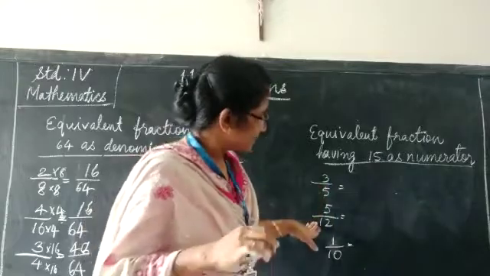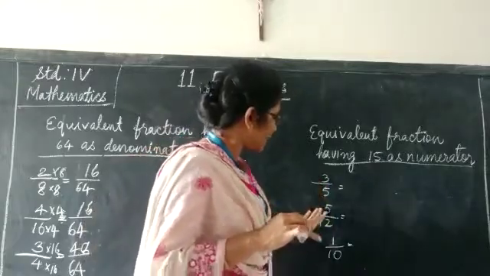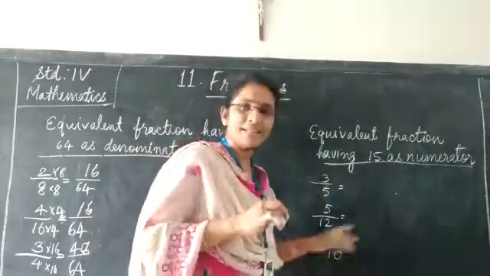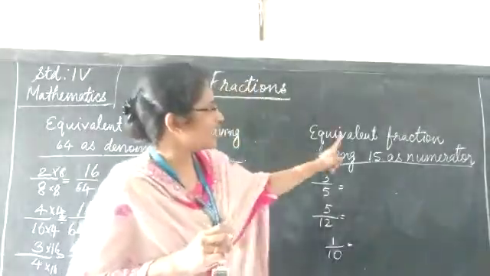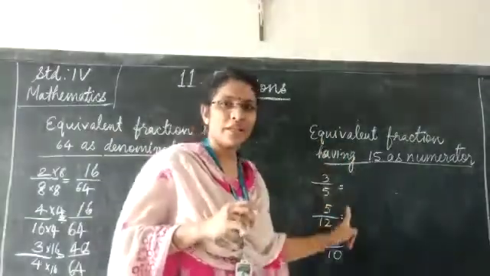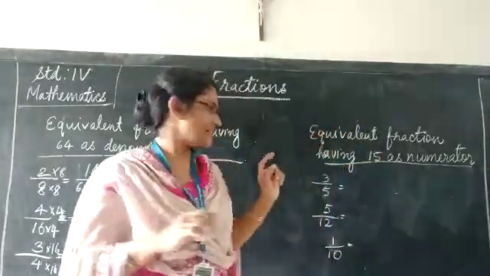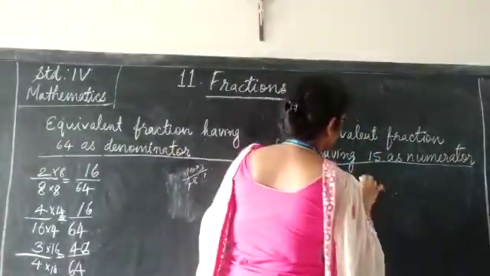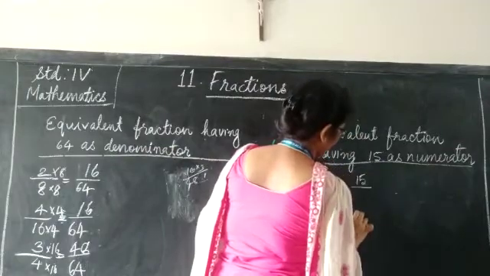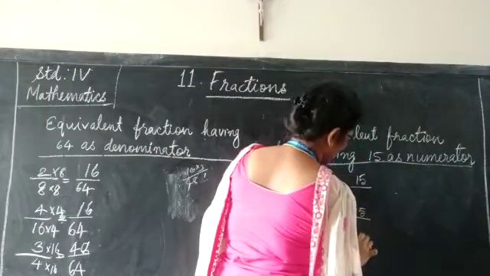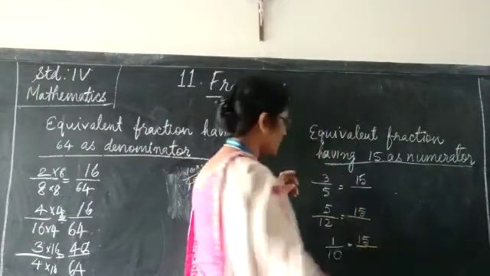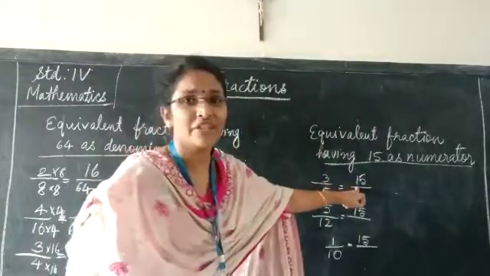We can see here 3 questions are there: 3 by 5, 5 by 12 and 1 by 10. We have to find equivalent fractions for the following fractions having 15 as the numerator. Then let's write the numerator beforehand only. 15 is the numerator for all the 3 fractions. Now, how many 3s are 15?